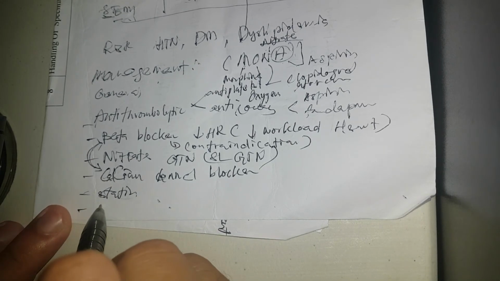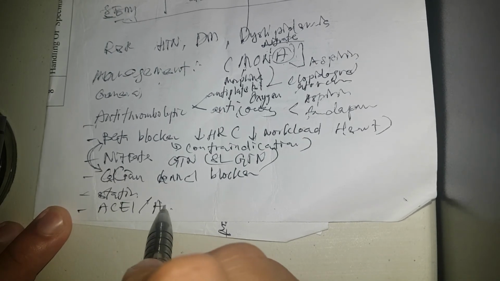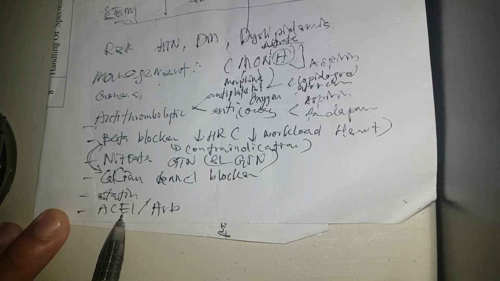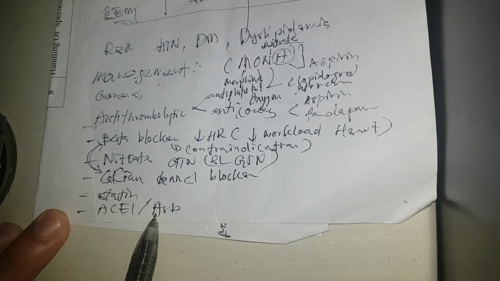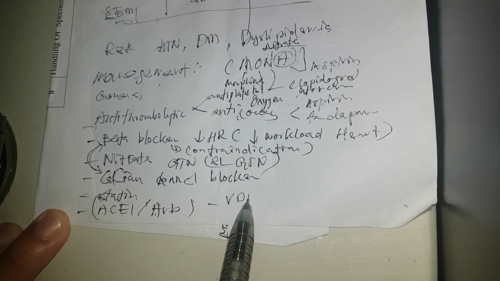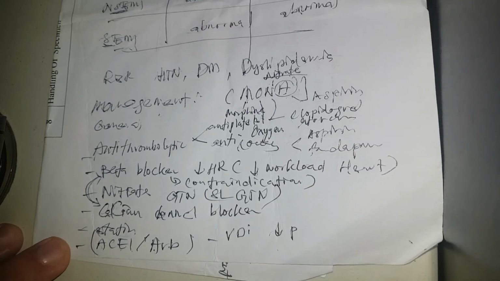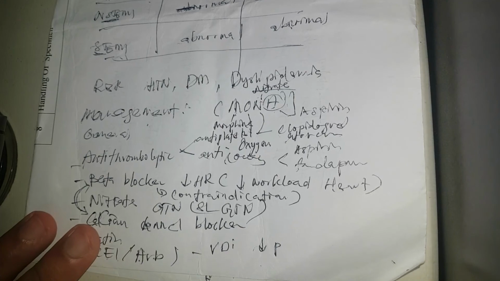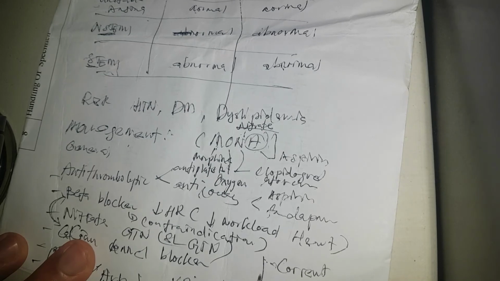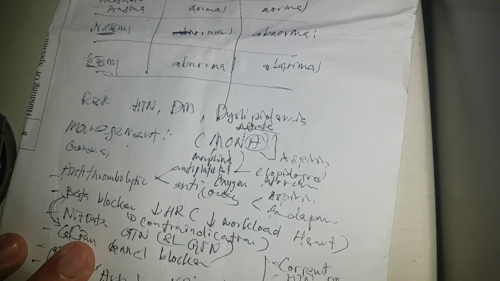We also use ACE inhibitor or ARB, meaning angiotensin receptor blocker, something that causes vasodilatation so it decreases the peripheral resistance, making it easier for the heart to work. We try to correct any underlying cause like hypertension, DM, and also dyslipidemia. Try to correct them.